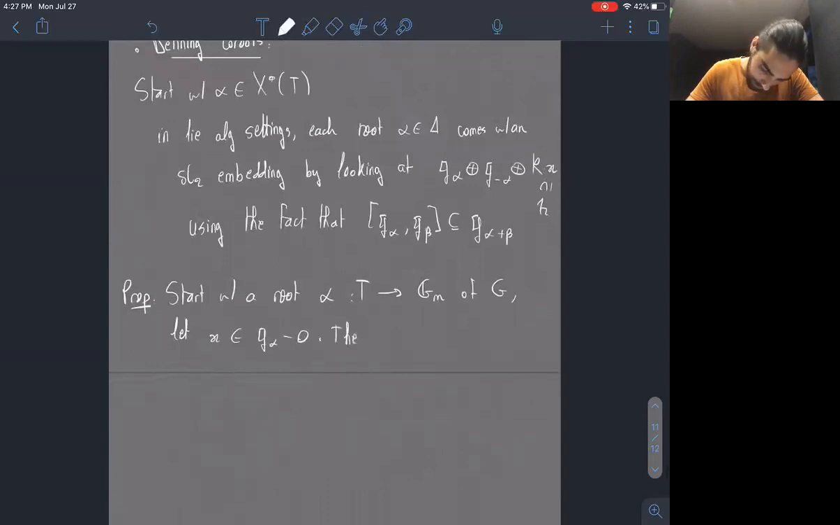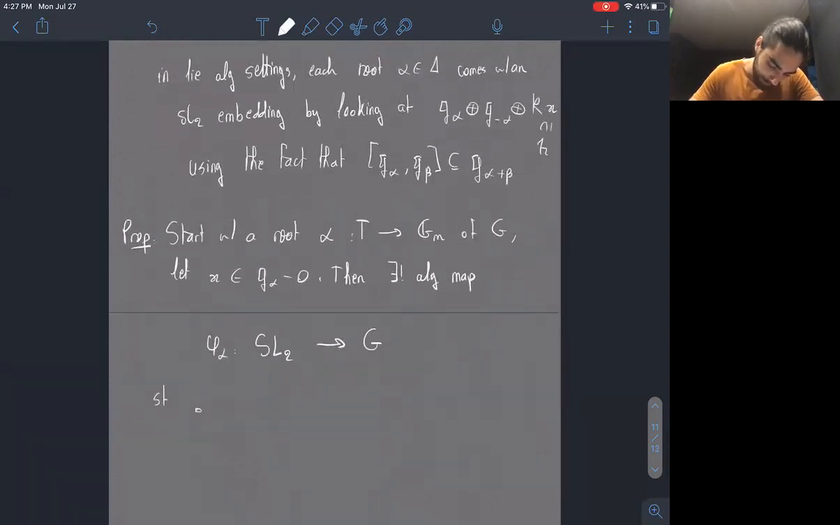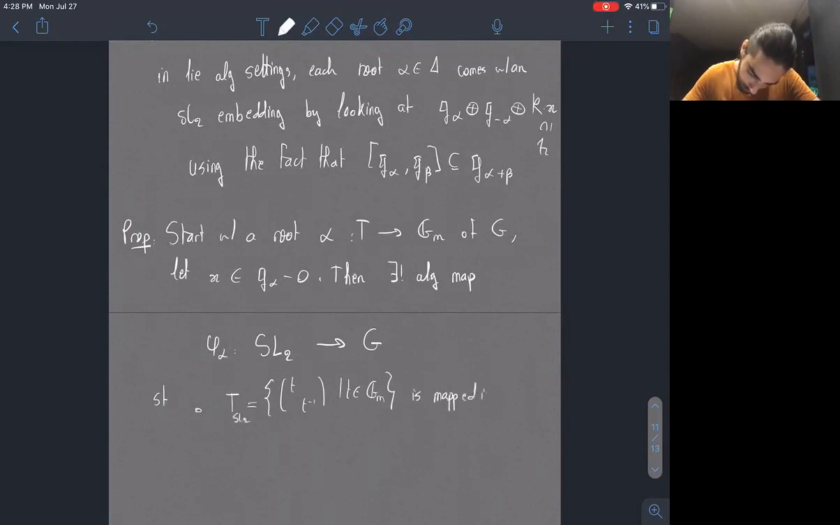Then there exists a unique algebraic map, so an SL2 embedding from SL2 as an algebraic group to G. Let's call it phi sub alpha, such that first, if I look at the torus of SL2, so all those elements of the form t, t inverse for t in Gm, let's call this T sub SL2, it is mapped into T by phi alpha.